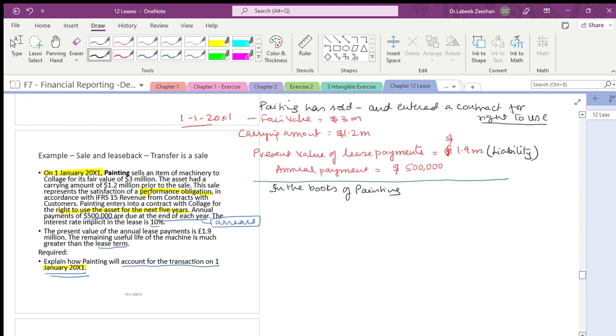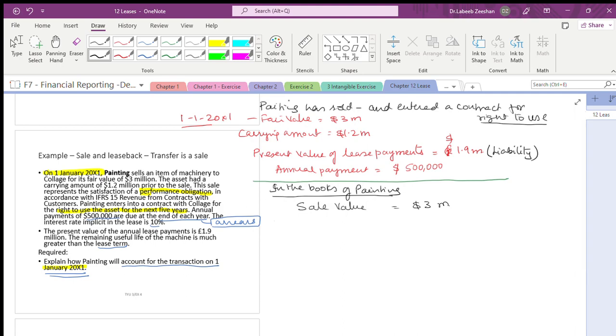Now, how much do they have? The present value of lease payments is 1.9, which is a liability. The value of the asset is how much? The sale value. In the books of painting, what is the sale value? The sale value is 3 million.